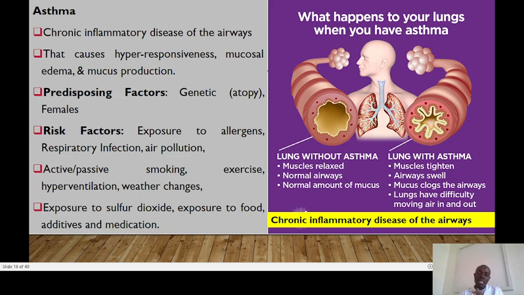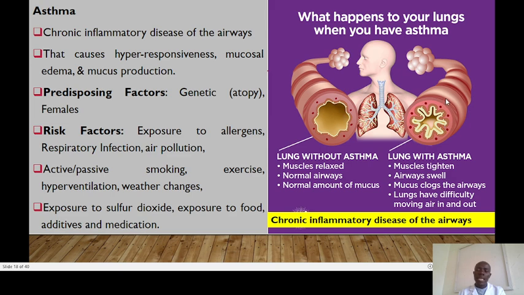Predisposing factors could be genetic, those who suffer from atopy, and being female normally increases the risk, of course, for this one. Along with exposure to allergens, respiratory infections, air pollution, being either an active or a passive smoker, or failing to do some exercise, hyperventilation, weather changes, exposure to sulfur dioxide, exposure to some kinds of foods and medication can predispose someone to having asthma. So the muscles will tighten up and the airway will swell.